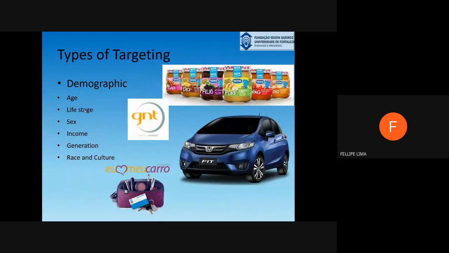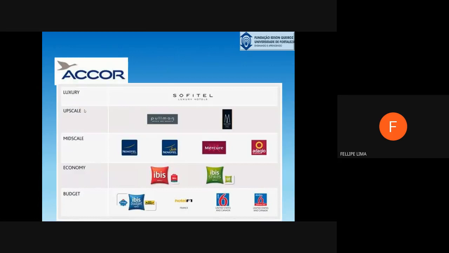Demographic segmentation. Segmentation by age, lifestyle, sex, income, generation, race, and culture. You can see the Accor line of hotels. It separates its hotels from the budget line of hotels to the luxury line of hotels. Every hotel is from the same owner, the same group, but the styles are different and they target the different kinds of guests that they want in their hotels.